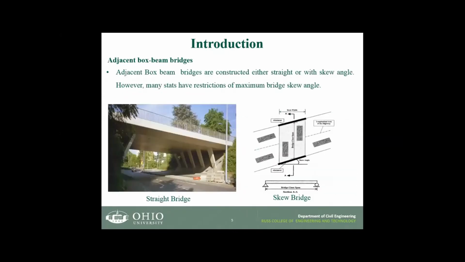The adjacent box beam bridge is constructed either straight or with a skew angle. However, many states have some restriction about the maximum bridge skew angle. Most of the states, about 80%, use 45 degrees as the maximum skew angle. However, other states are building this bridge with a 60 degree skew angle.